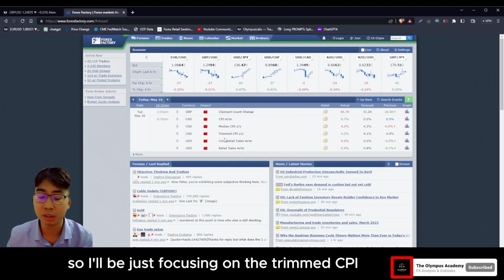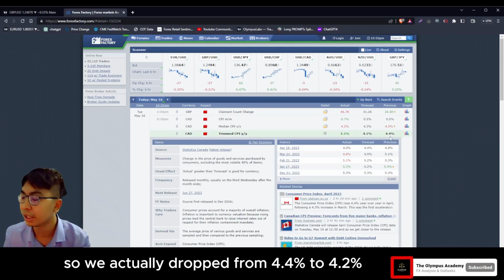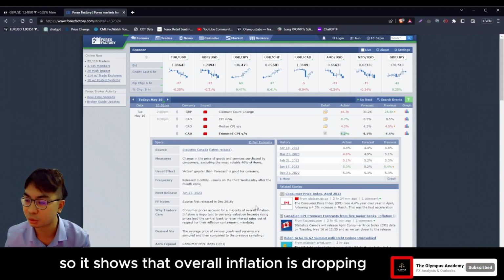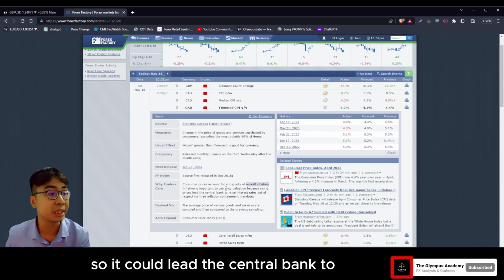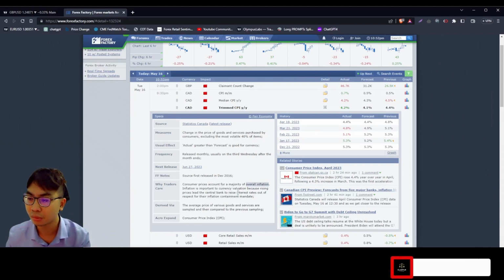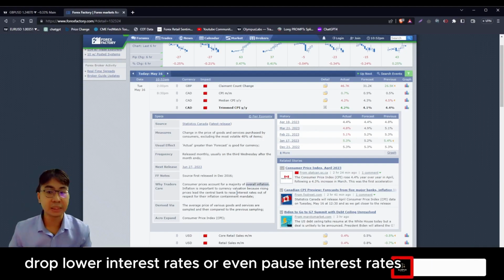So I'll be just focusing on the trimmed CPI. It actually dropped from 4.4% to 4.2%. So it shows that overall inflation is dropping. So it could lead the central bank to drop lower interest rates or even pause interest rates.